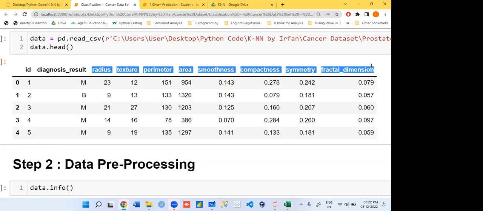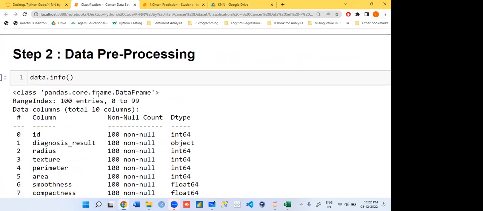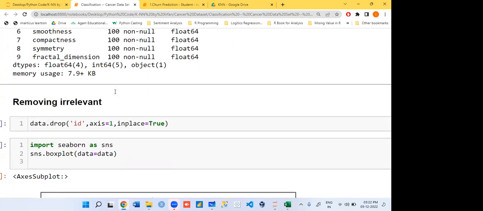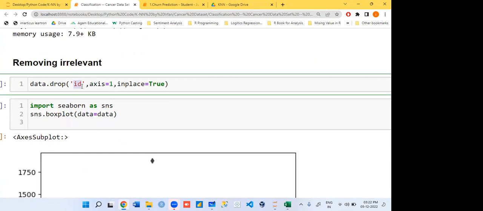So always your X variable has to be numbers. It is a mandatory rule. So let's pull down next. Number of rows 100, number of columns 10. I drop the ID variable.